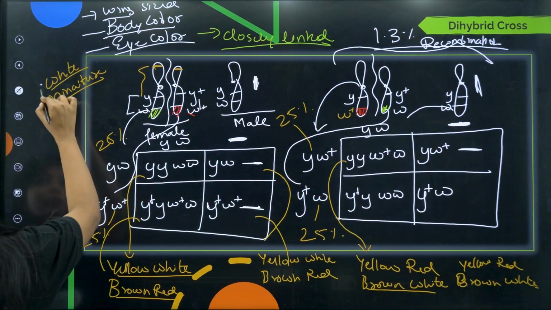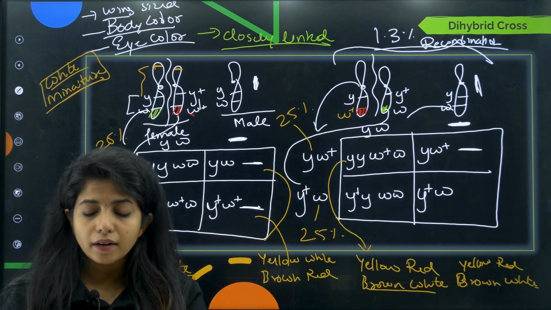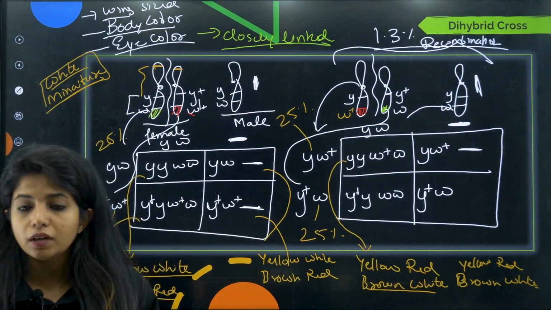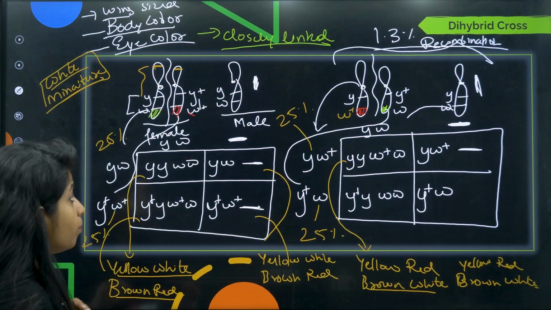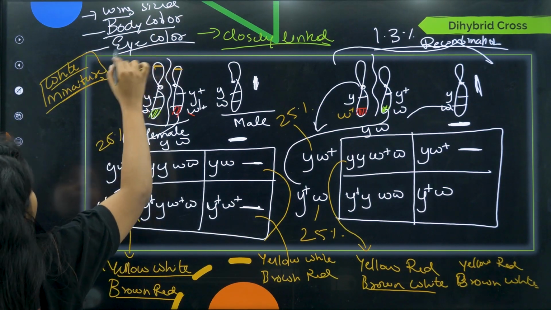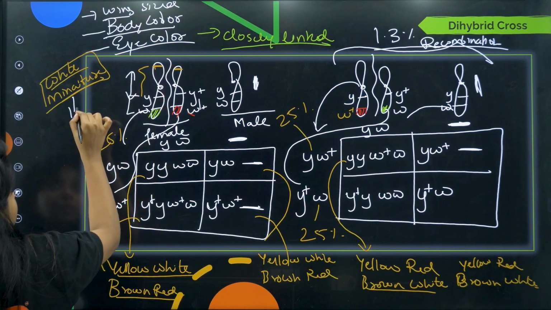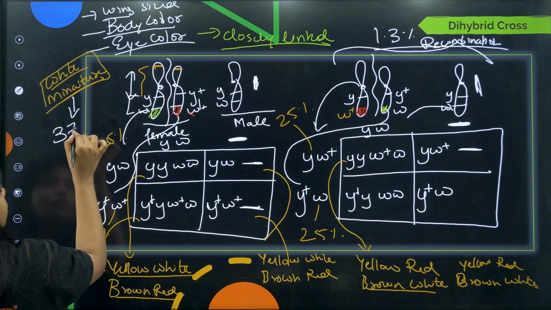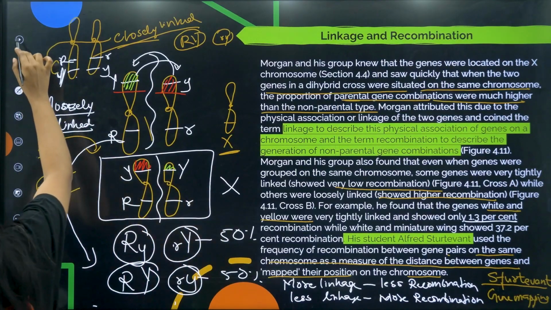This was not the thing that he got at the end. Majorly there were different types, non-parental types of genes that could be observed in his experiment. With that knowledge, he came to a conclusion that probably the wing size and the body color genes are located at a distance, which is why they showed a recombination of 37.2. I think 37.2, yes.